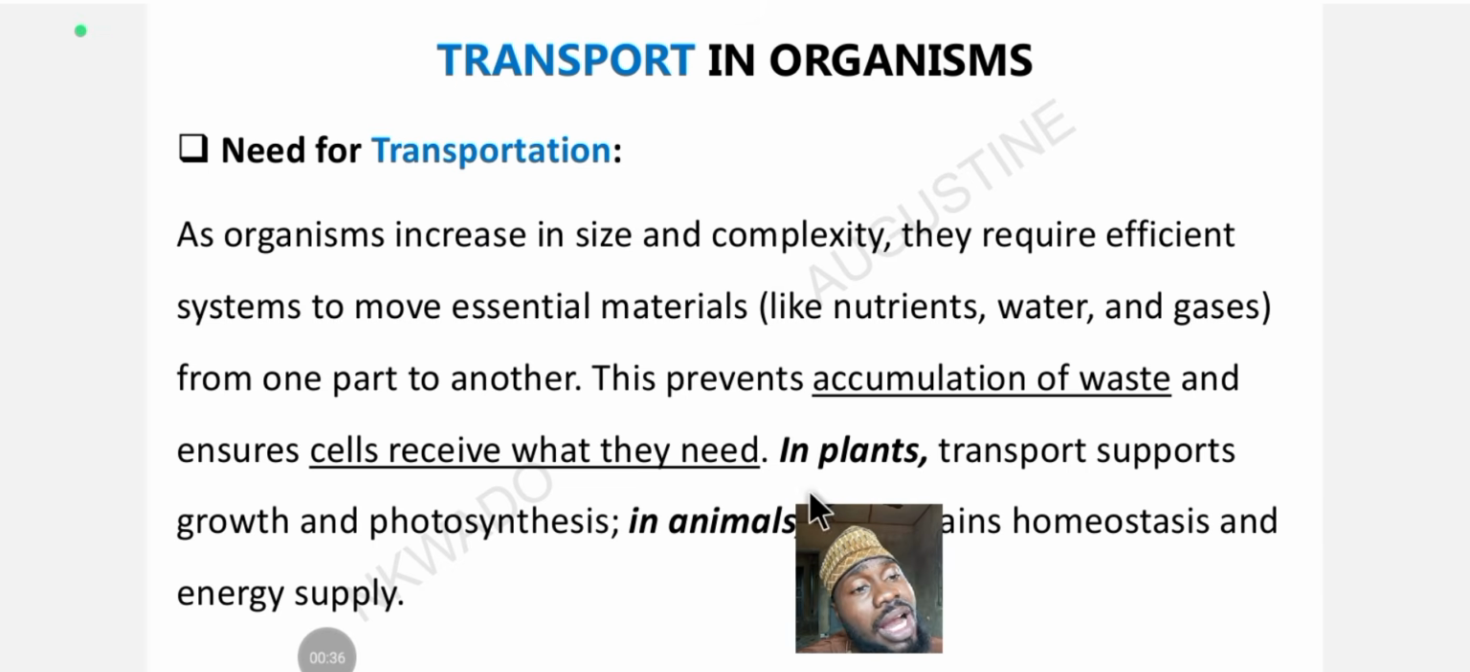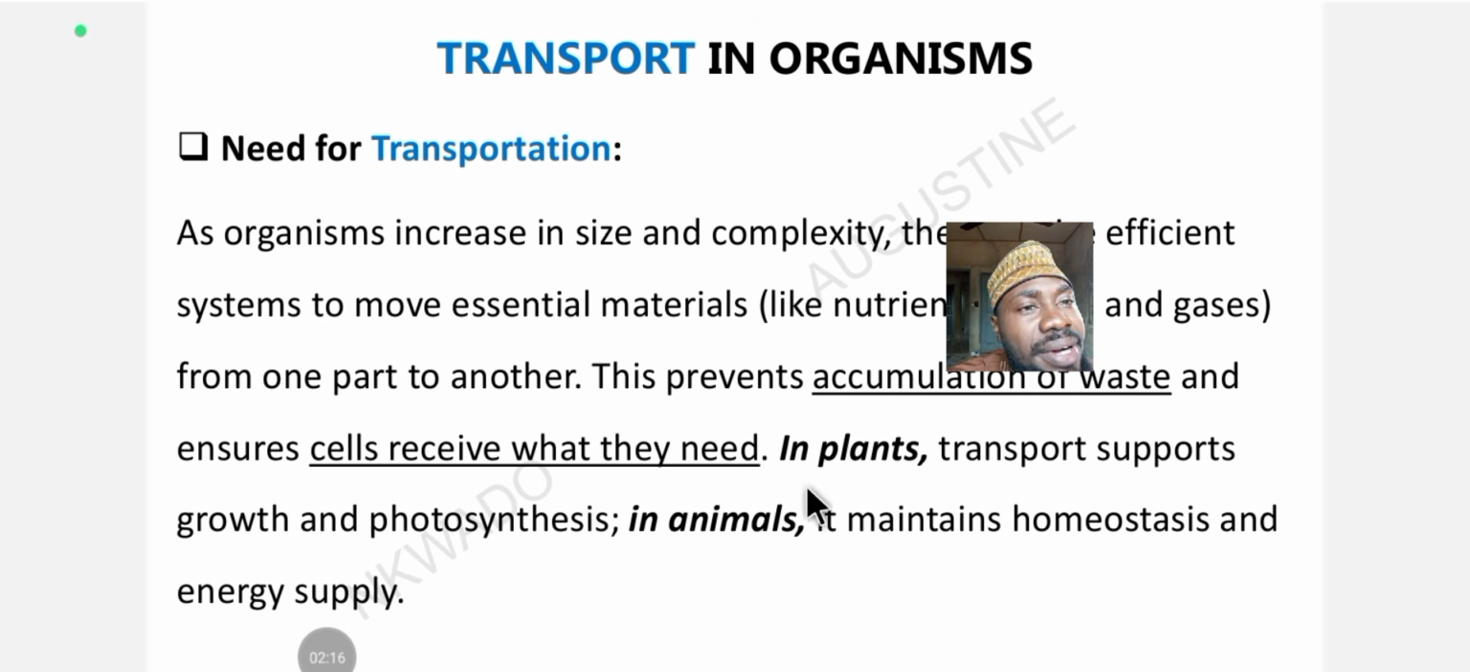So today we are continuing with transport in organisms. What is transport in organisms? We have various means of transportation in organisms. What's the need for transportation in living organisms? As organisms increase in size and complexity, they require an efficient system to move essential materials like nutrients, water and gases from one part of their body to another. This prevents accumulation of waste and ensures cells receive what they need, okay? For example, in plants, transport supports growth and photosynthesis, while in animals, it maintains homeostasis and energy supply.